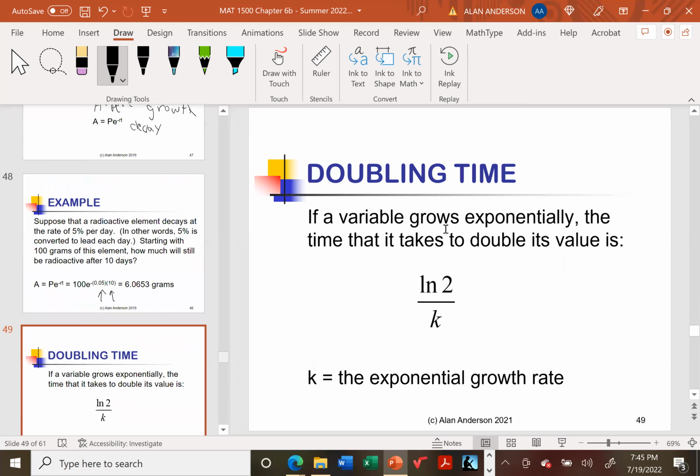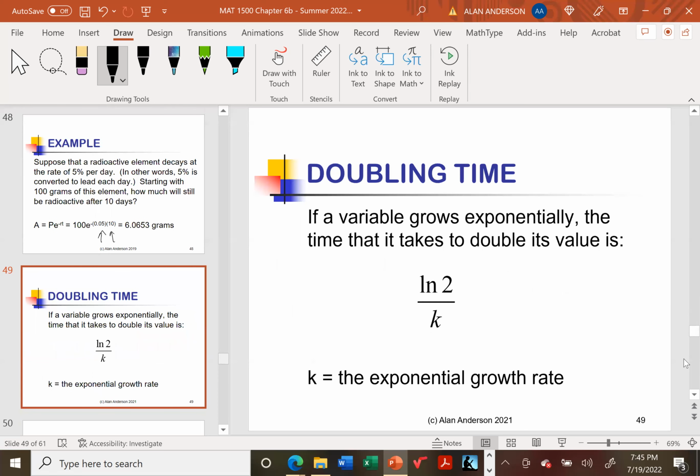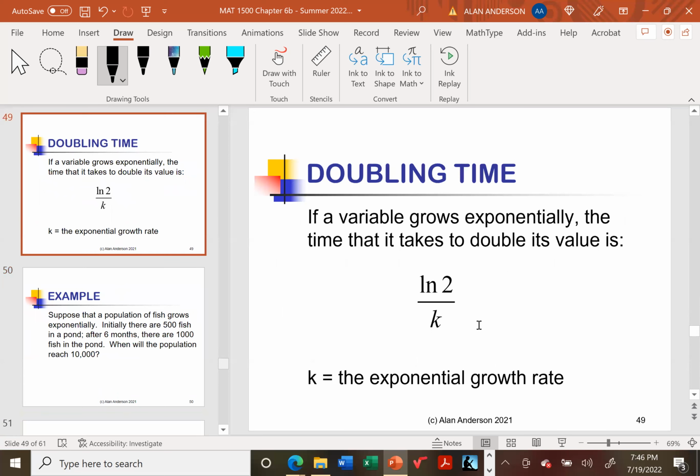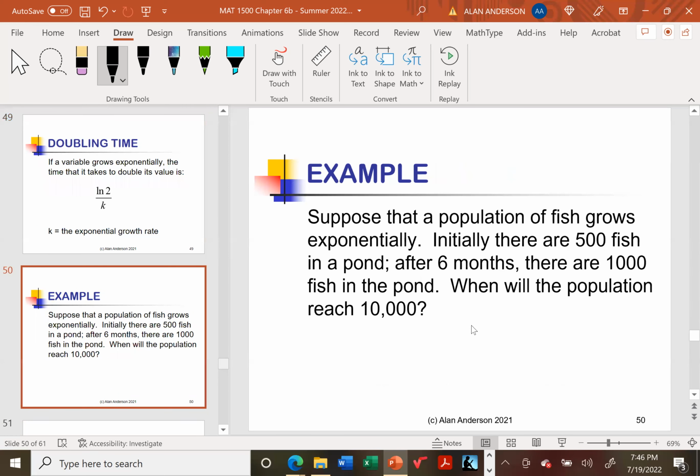All right, now here's an interesting application. What if a variable is growing exponentially? The time that it takes to double its value is log 2 over k, the exponential growth rate. Now, this can help a lot if you're trying to figure out, for example, oh, I want to double my money after X years. That doesn't look like such a complicated formula, does it? It's not. So let's look at a quick example here.